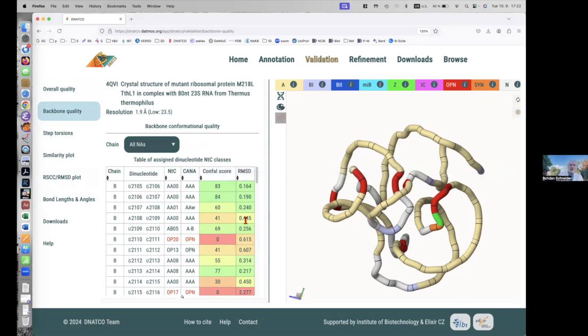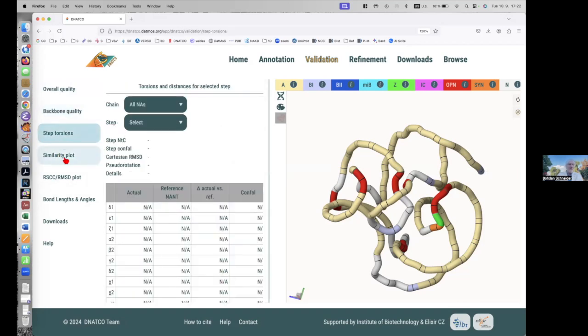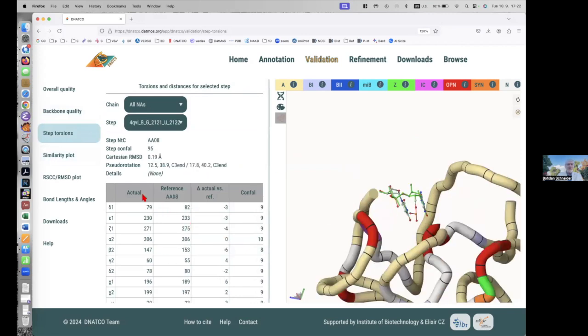RMSD, this is what I forgot to say. This is RMSD again from the closest NTC, but in Cartesian space. This one is in torsional space, and this is in Cartesian space, in angstroms. You can get a lot of information, step torsions. I have to select something, then you get data.